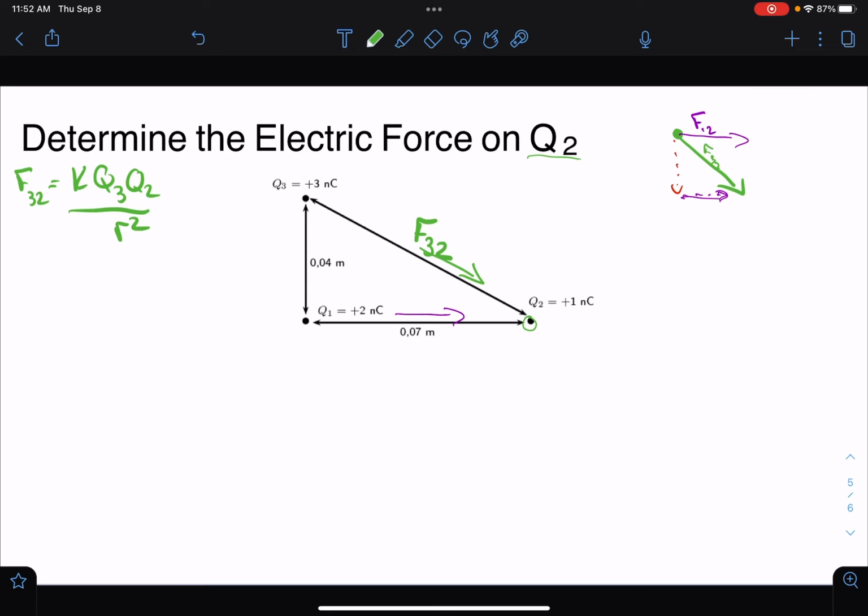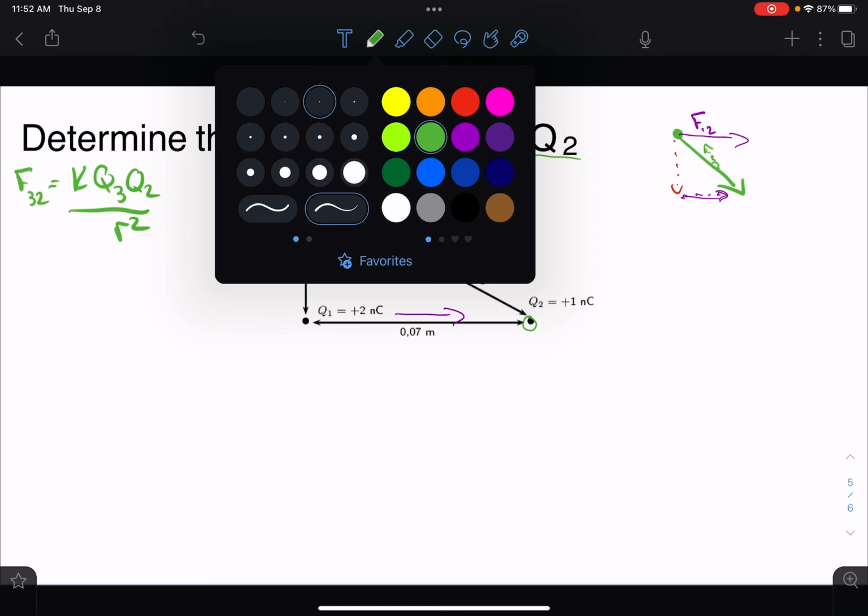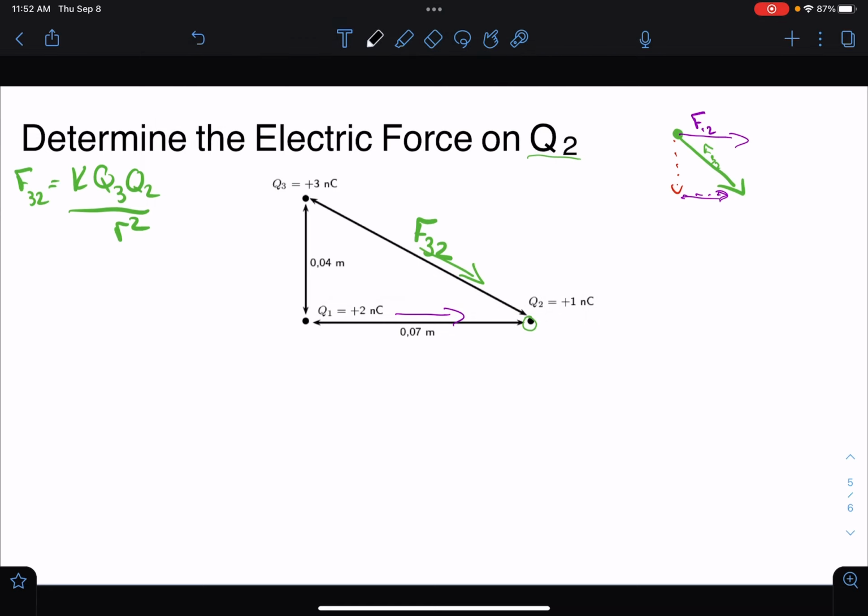Okay, now in this particular situation, I don't actually have my radius. However, luckily I have my good old Pythagorean theorem. So I can do 0.04 squared plus 0.07 squared and then take the square root of that. So that distance here I calculated to be 0.0806. I left that to 3 significant figures.